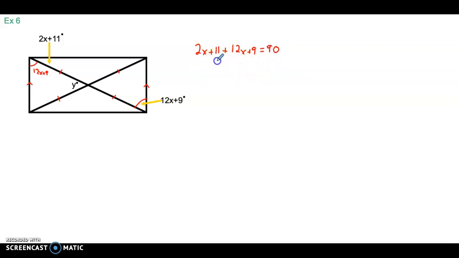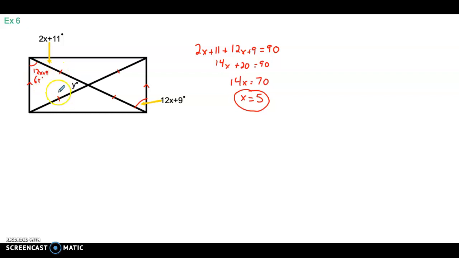So, combine some like terms. 14x plus 20 equals 90. I'm going to subtract the 20 from both sides. That gets us 70. I'm going to divide both sides by 14. 70 divided by 14 is 5. Okay, so there's our value of x. That's part of our answer. Now we need to start searching for y. So if x is 5, 12 times 5 is 60 plus 9. This is a 69-degree angle.